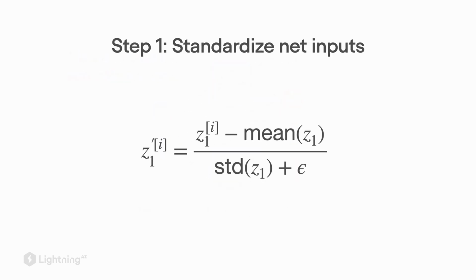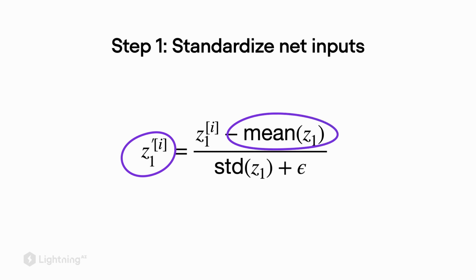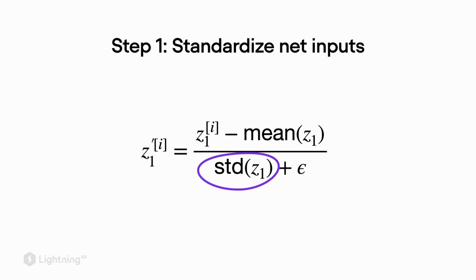So the first step of batch normalization is analogous to standardizing the input features, except now for x we have z, which is the net input. Here we have z subscript 1, which stands for the first unit in the hidden layer. And then we subtract the average of this first unit across all the different data points. Then, similar to standardizing the input features, we also divide by the standard deviation, and we also have a little epsilon term here to avoid a division by 0.